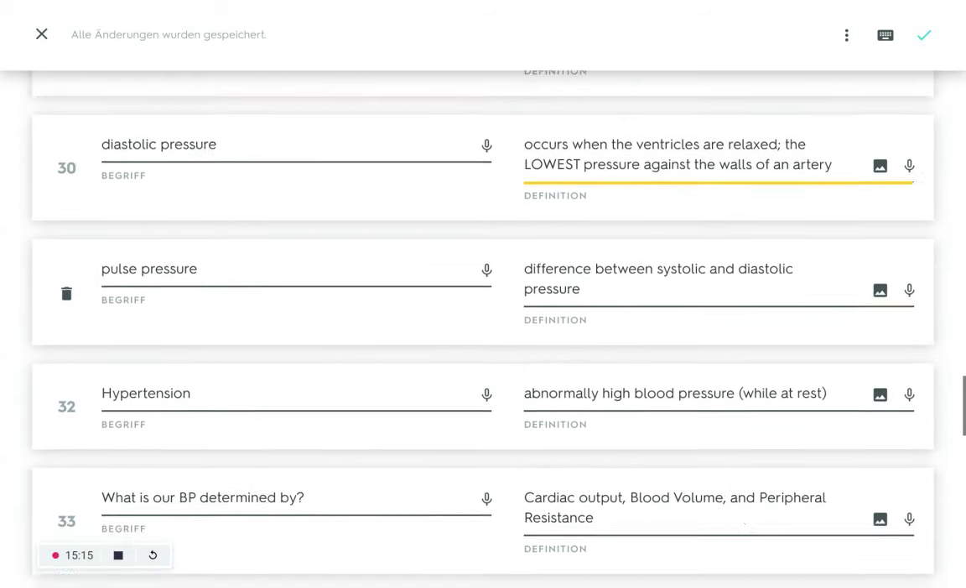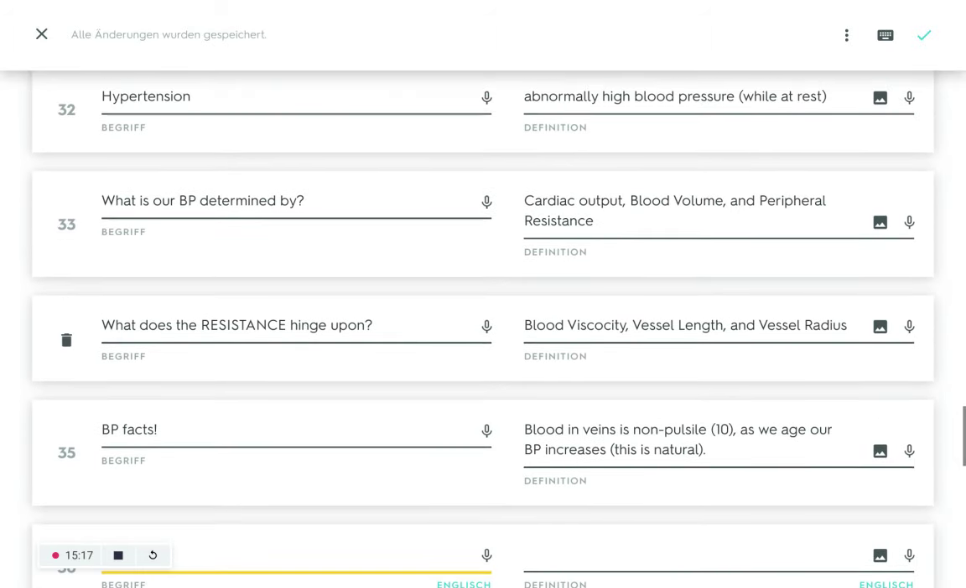Blood pressure. That's what we touched on right now. So vessels, what are they made of? How do they work? And blood pressure. Okay.